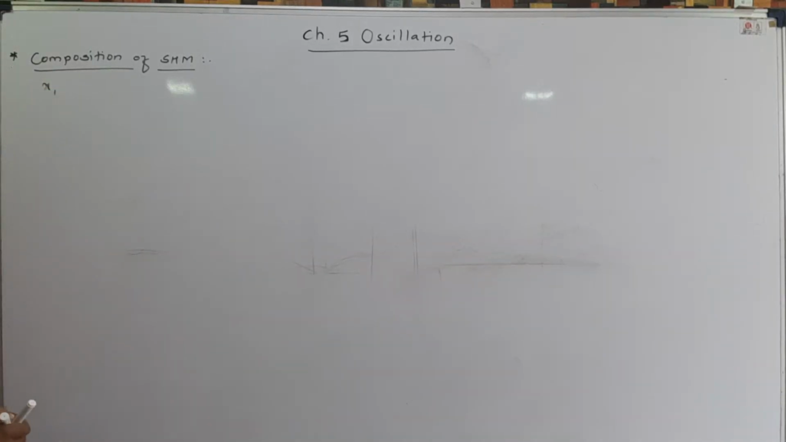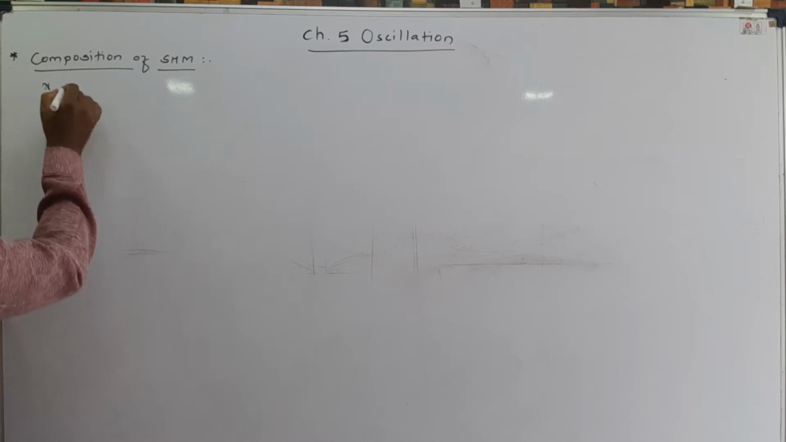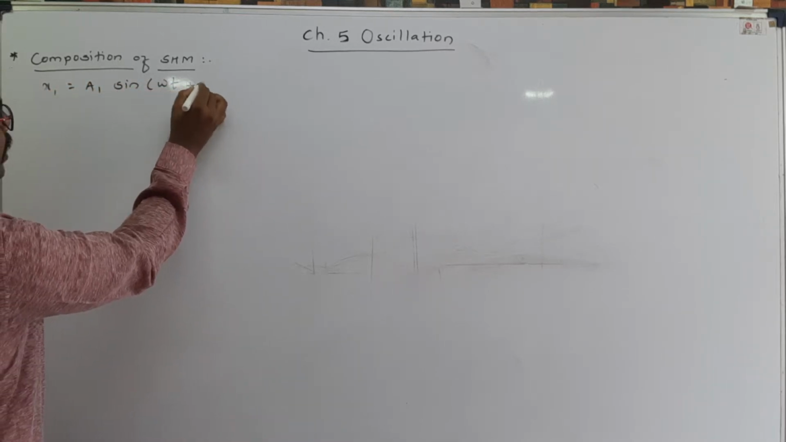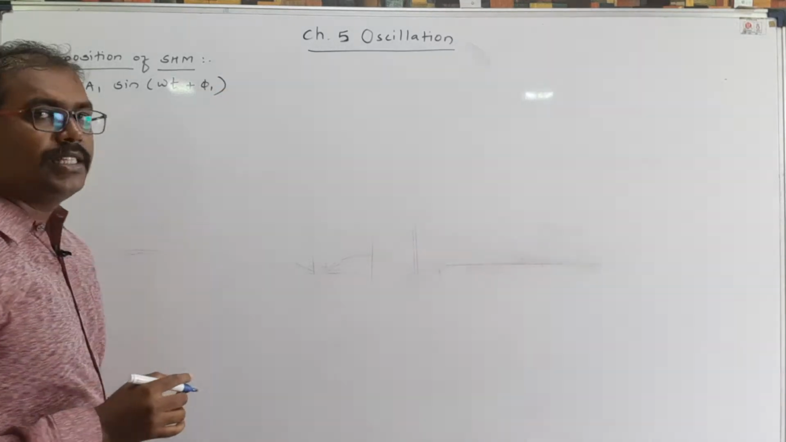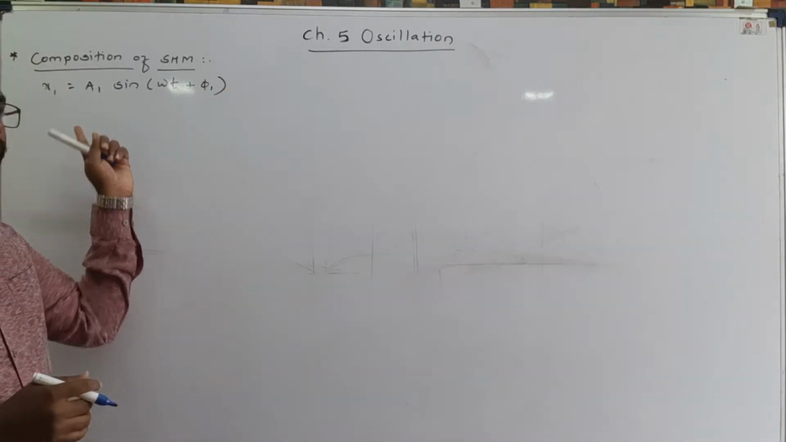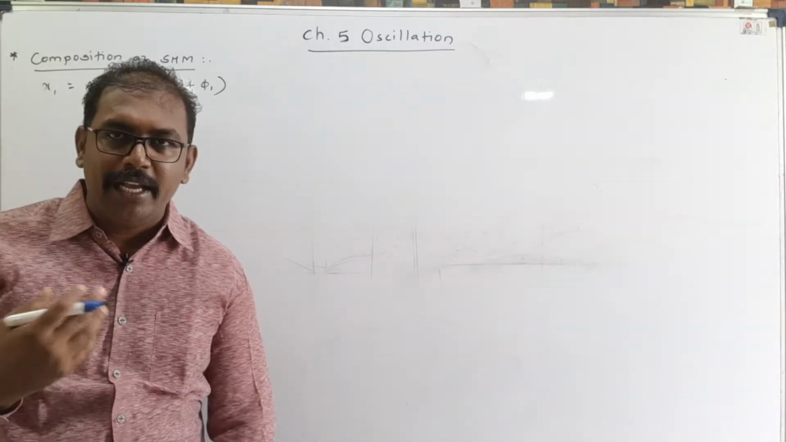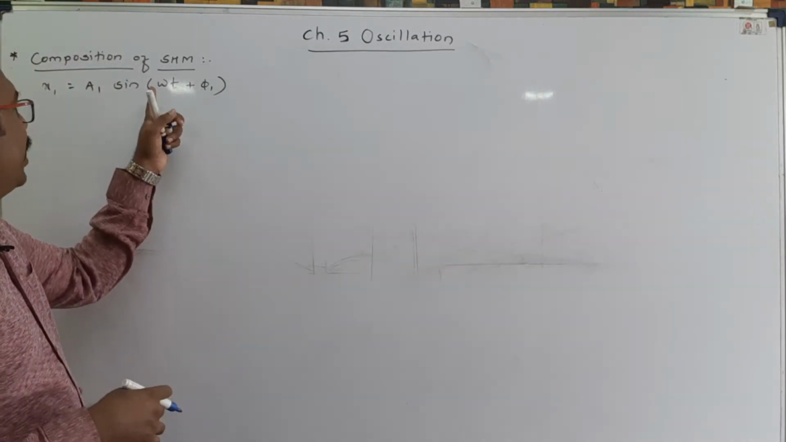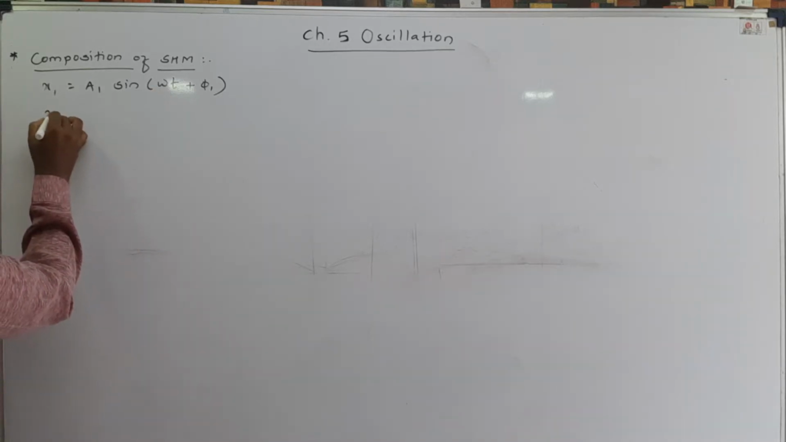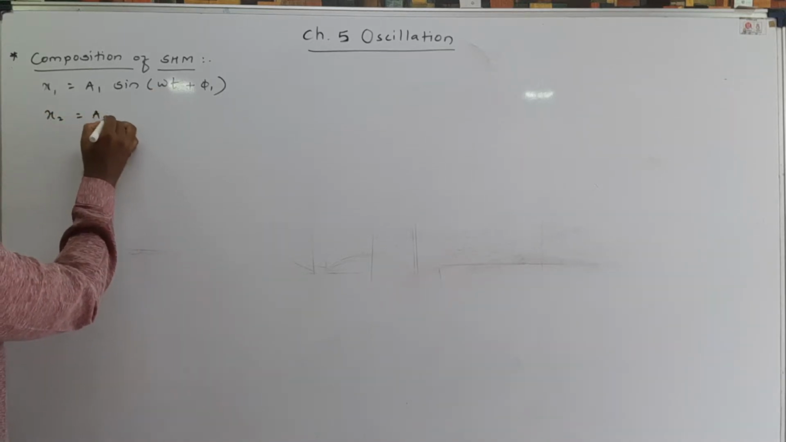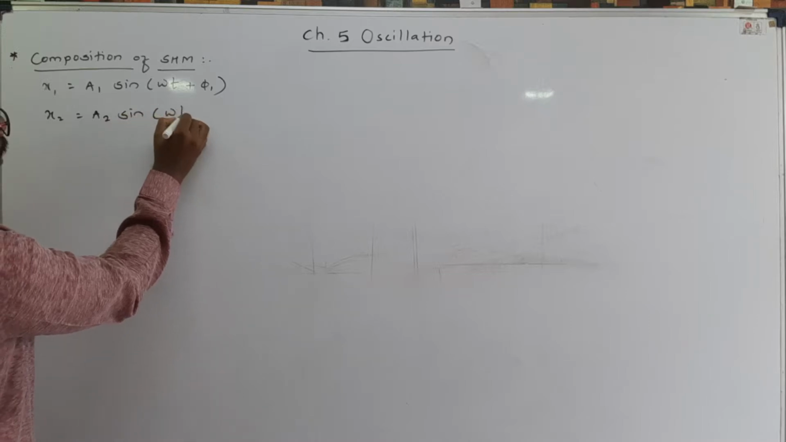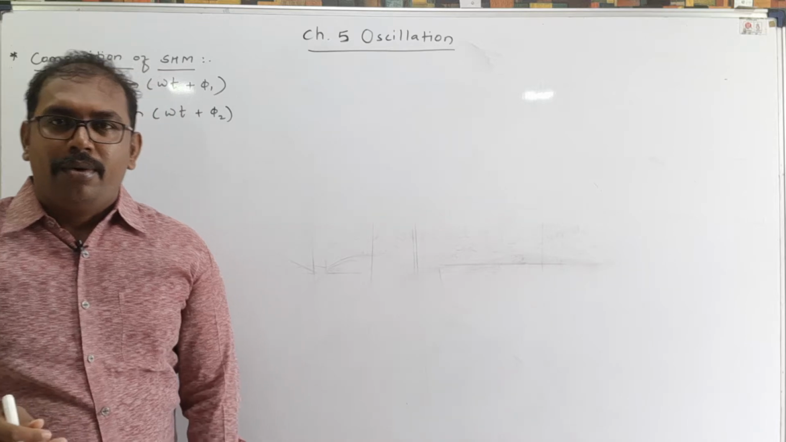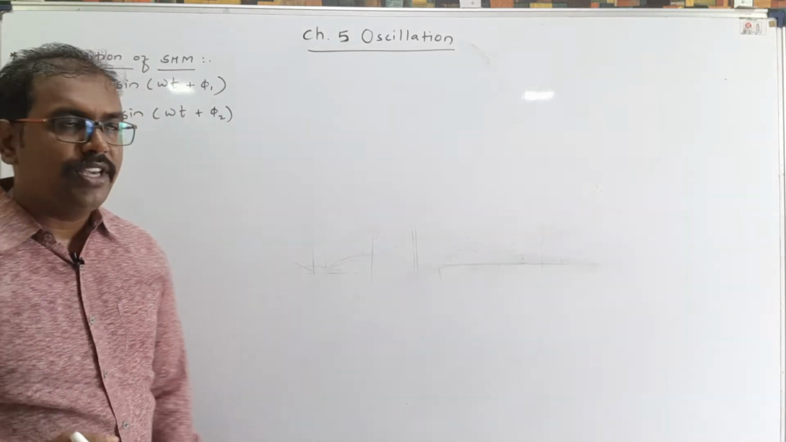So we consider two SHM. Let us write the first SHM: X1 is equal to A1 sin(omega t plus phi 1). We are considering two SHM with different amplitudes, A1 and A2, and initial phases phi 1 and phi 2. The period is the same, so I write omega only. The second SHM is X2 is equal to A2 sin(omega t plus phi 2). Now, the resultant of these two SHM we have to obtain.